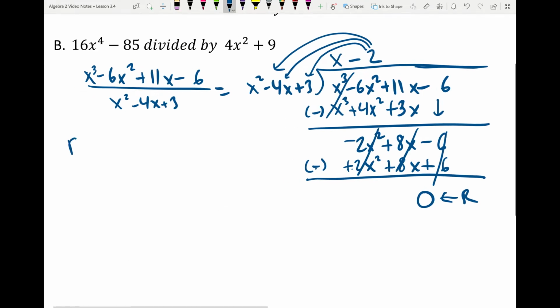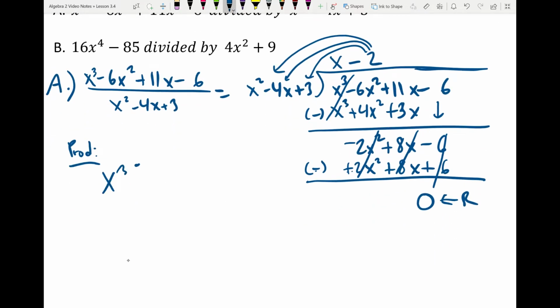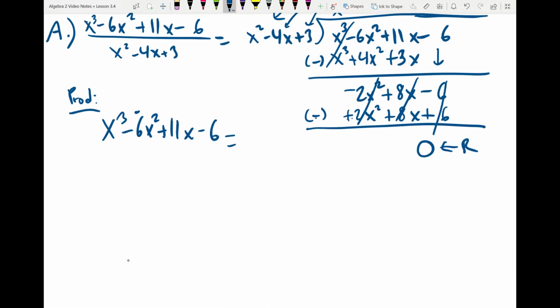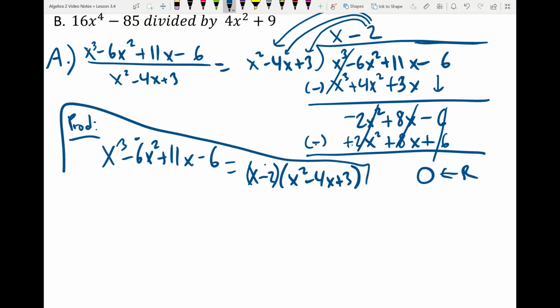So then if we write it in our product form for part A here, we have our x cubed minus 6x squared plus 11x minus 6 is equal to our quotient times divisor plus remainder. And the remainder is 0, so that is our product form.